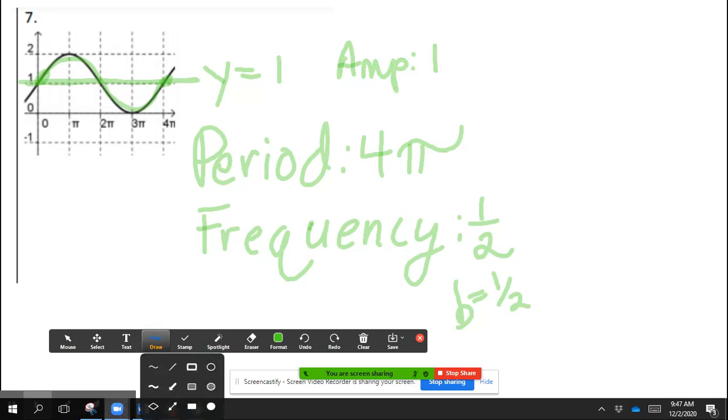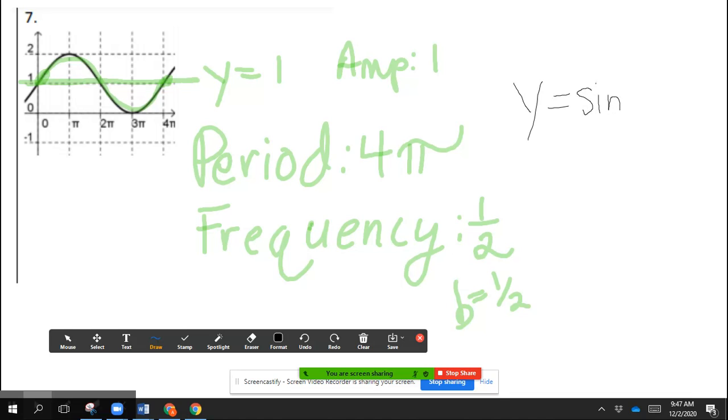So our function would be written y equals, we don't need to put the 1. We know it's a sine function because it starts at its midline. Our frequency is 1/2, that's our b value, 1/2 x. And then our midline is at +1, plus 1.